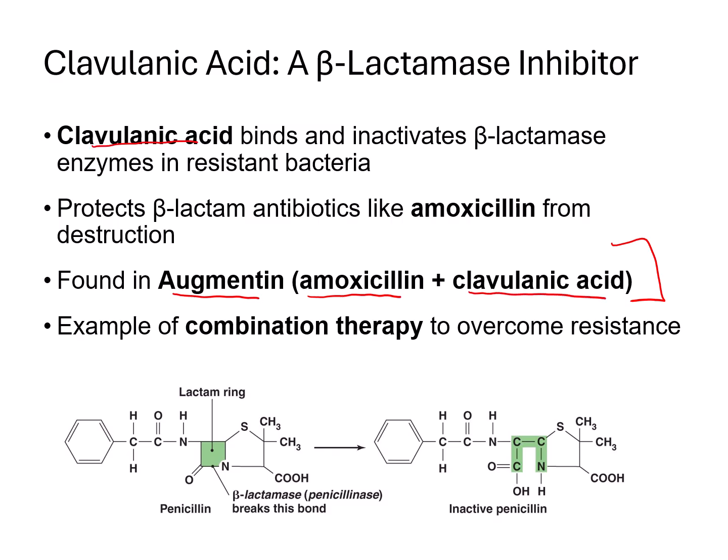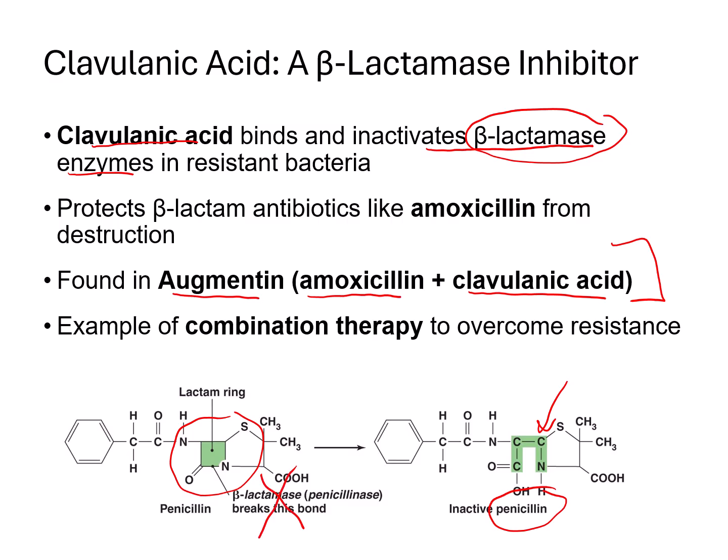So clavulanic acid binds to and inactivates beta-lactamase enzymes in bacteria that are resistant to our penicillin drugs. So remember, beta-lactamase enzyme cleaves the beta-lactam ring, making our penicillin-type drugs inactive. But what clavulanic acid can do is, again, inhibit the enzyme. So now amoxicillin, which has this beta-lactam ring, can kill the bacterium. So again, this is an example of using more than one drug at a time to overcome resistance.